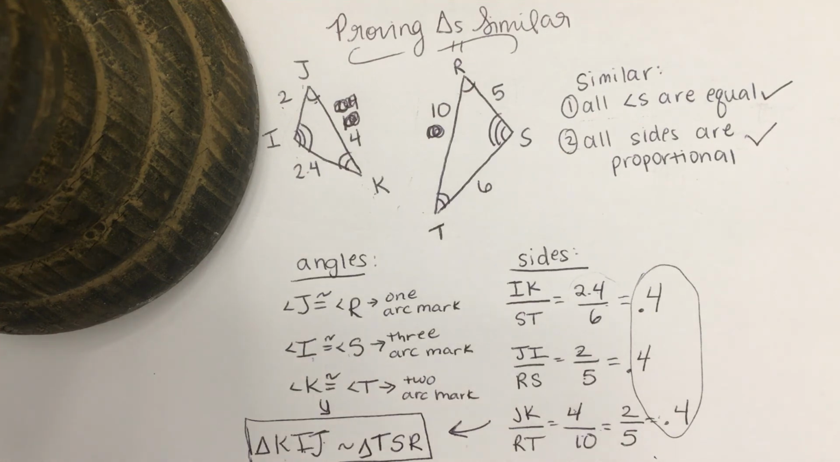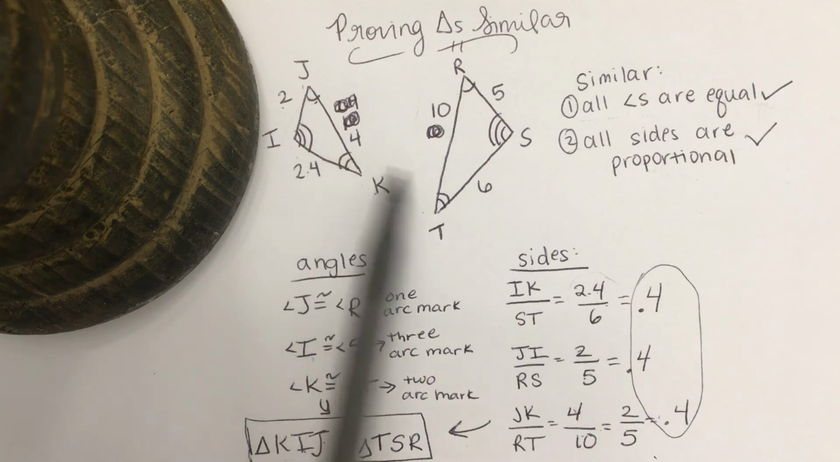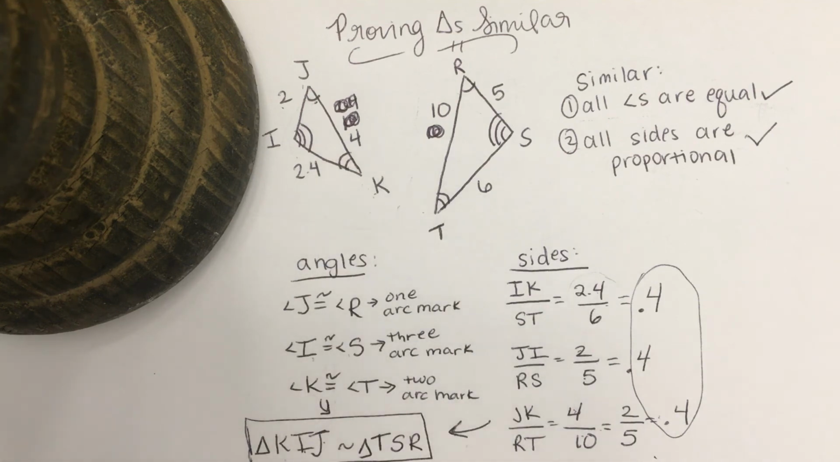Now, if for some reason you cannot prove one of these angles congruent, maybe there are no arc marks and there's no degree measure, so there's no way to know that they're congruent, or if one of these doesn't match up, so maybe 2 of them are 0.4 and one of them is 0.3, so they aren't all the same ratio. In that case, you would not write this statement, you would just write not similar. But again, if all angles are congruent and all sides have that same ratio, then our two triangles are similar.